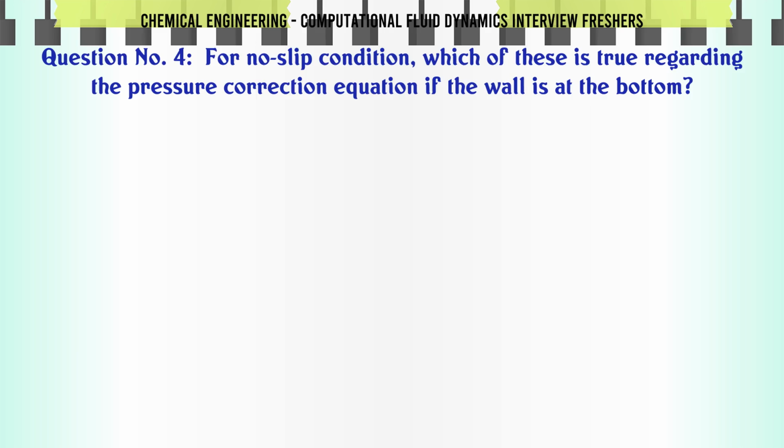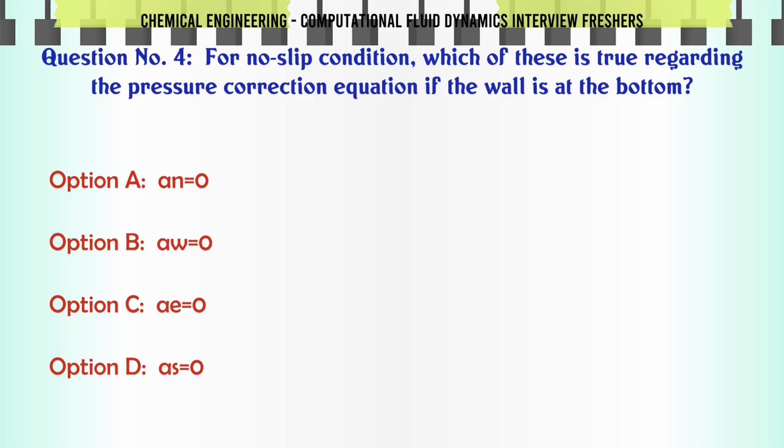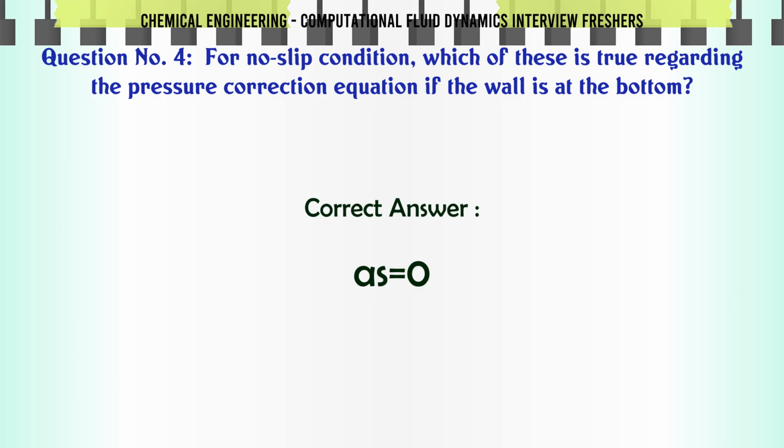For no slip condition, which of these is true regarding the pressure correction equation if the wall is at the bottom? A. aN = 0. B. aU = 0. C. aE = 0. D. aS = 0. The correct answer is aS = 0.